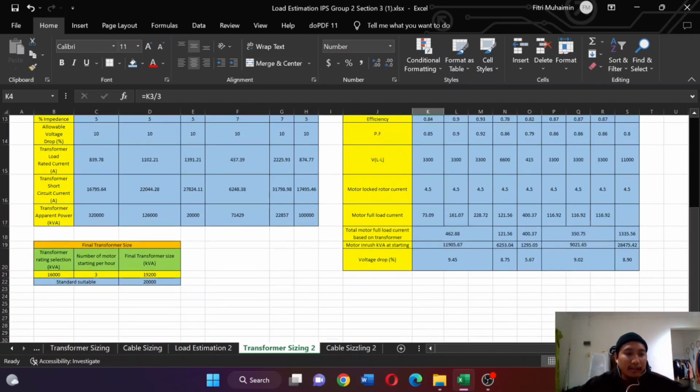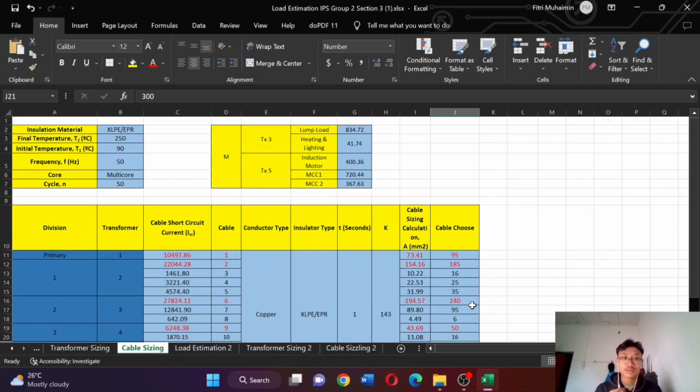So the transformer rating selection for the final transformer size is 60,000 kVA, and the number of motor starting power is 3, and the final transformer size is 2000 kVA.